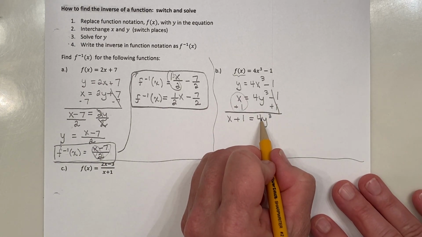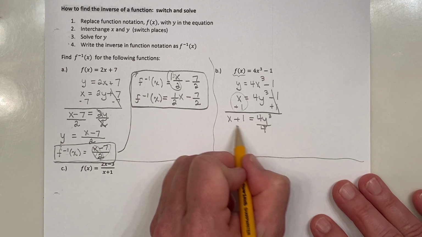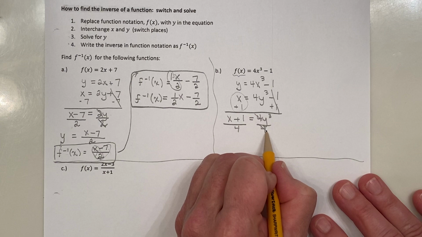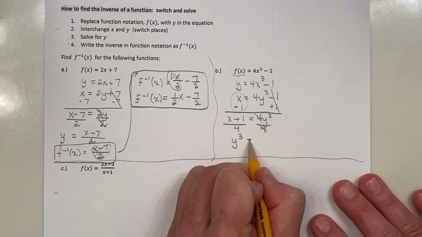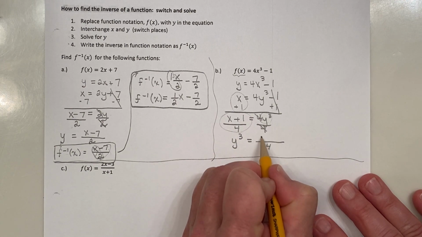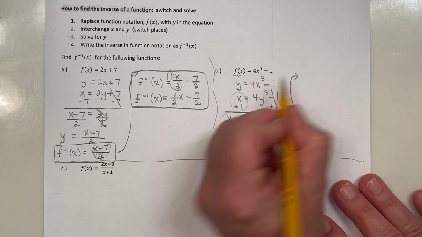All right, let's divide out the 4. Let's isolate y cubed, so let's divide out the 4 using the inverse operation of division. The 4's will divide out. Now I have y cubed. I'm going to put y cubed on the left-hand side of the equation. I'm going to just switch sides and put this fraction on the right-hand side.